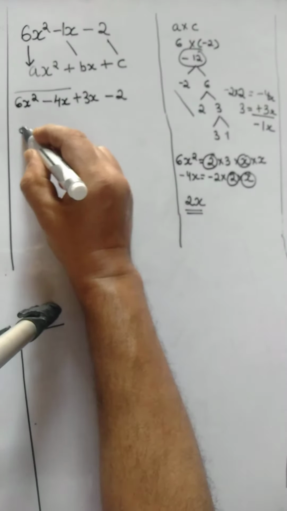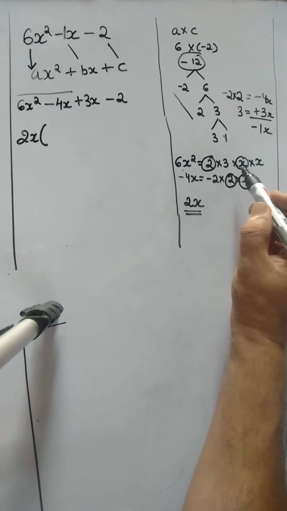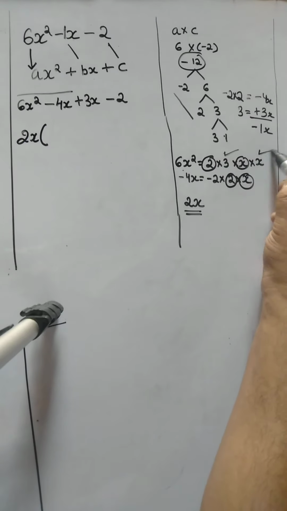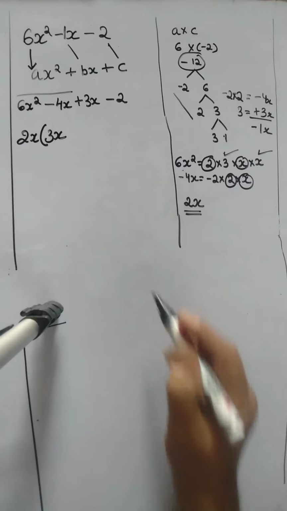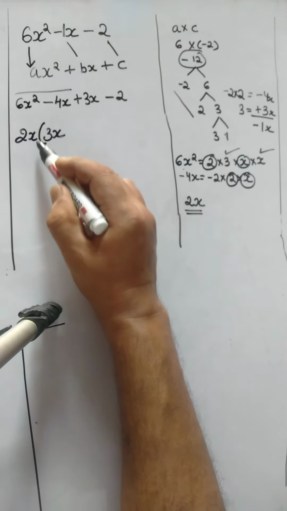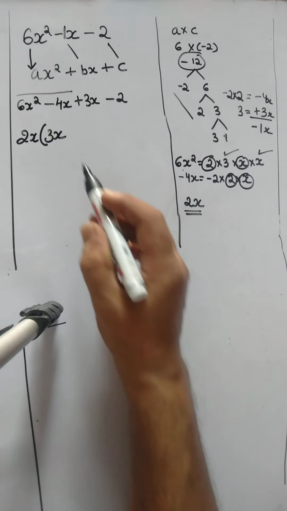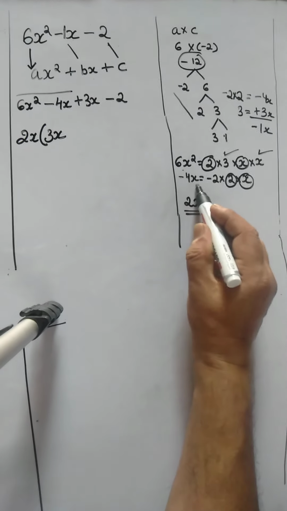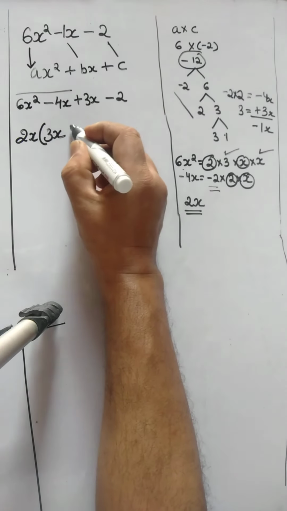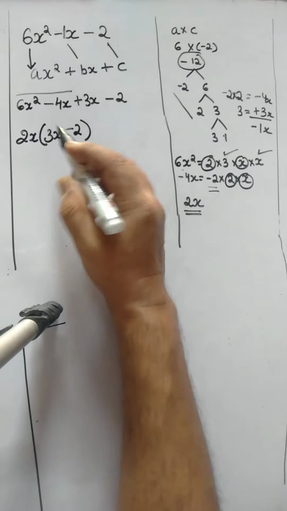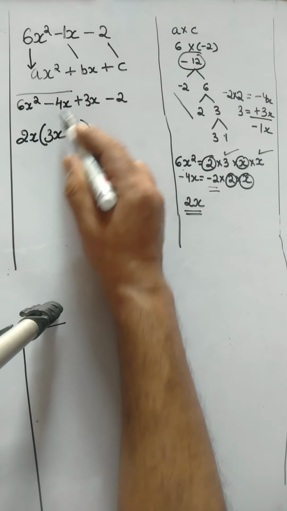So you take out 2x and you see what remains out of 6x squared. You have 3 and x. So you write 3x. Confirm it. 2 into 3 is 6. x into x is x squared. Then now you look at the second part, minus 4x. You have minus 2, which is not taken out. So you put there simply minus 2. Confirm it. Plus into minus is minus. 2 into 2 is 4 with that x.